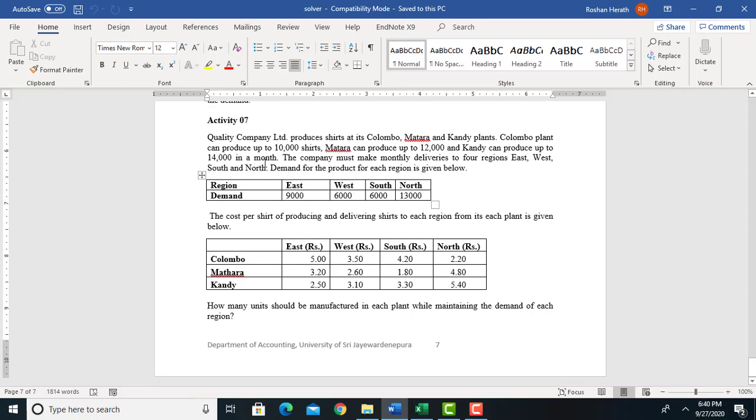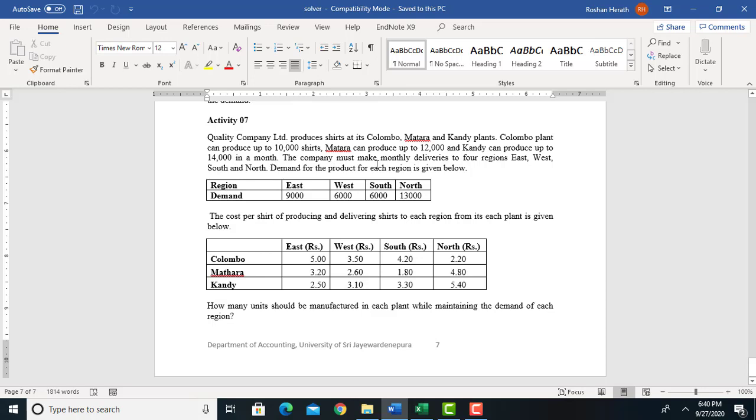It says that the Quality Company Limited produces shirts at its Colombo, Mathur and Kandy plants. So in this question, they have their plants in Colombo, Mathur and Kandy. The capacity of each plant is given. Colombo is capable of producing 10,000 shirts. Mathur can produce up to 12,000. Kandy can produce up to 14,000 in a month.